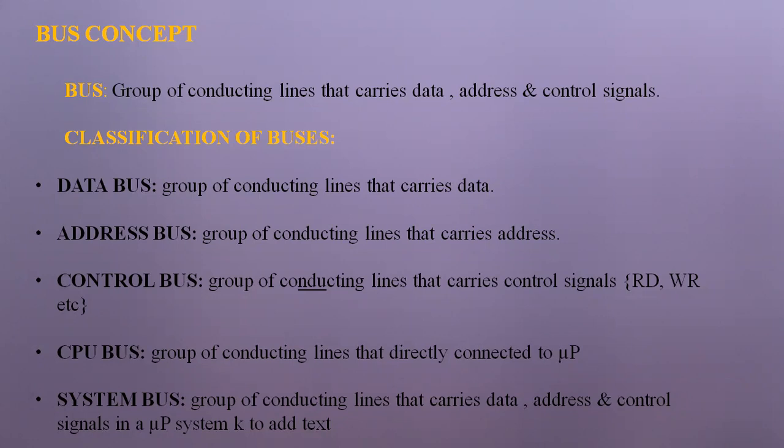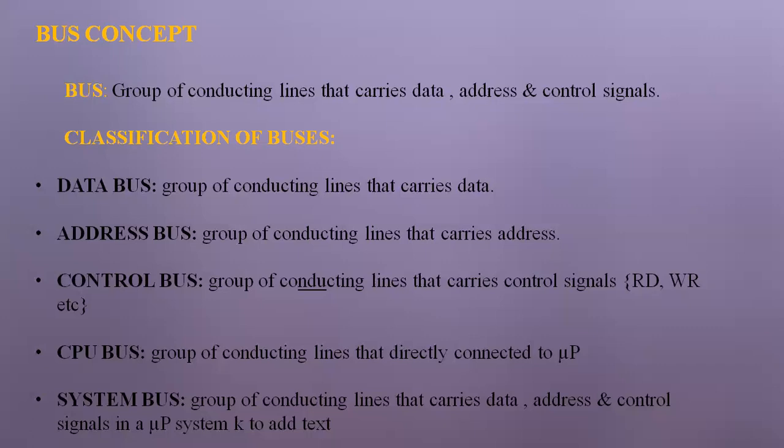Read means to read the data from I/O or memory devices to the microprocessor. Write means, after the execution, to carry the output to the I/O devices or memory devices. So based on this, the bus can be divided into 5 different types: data bus, address bus, control bus, CPU bus, and system bus.